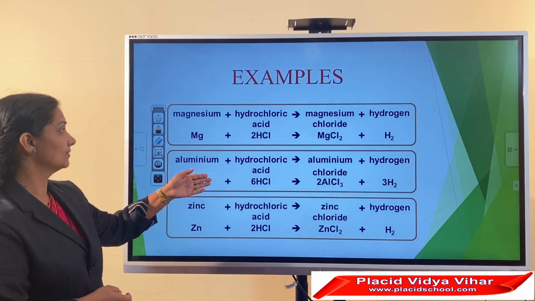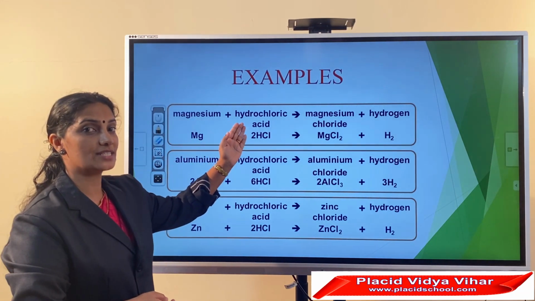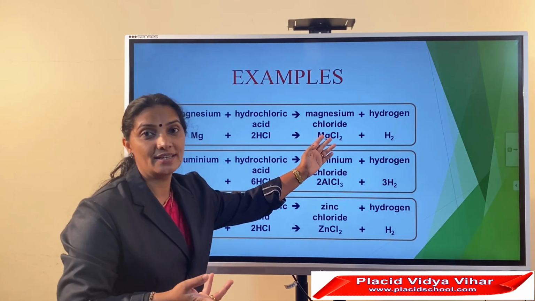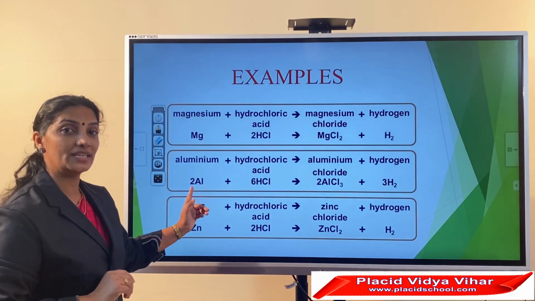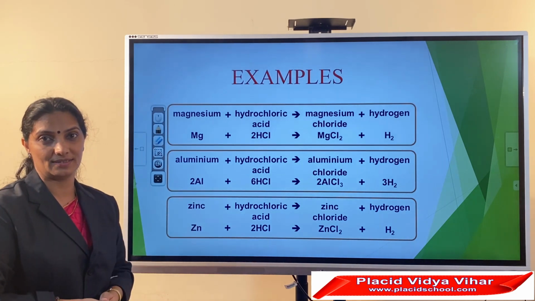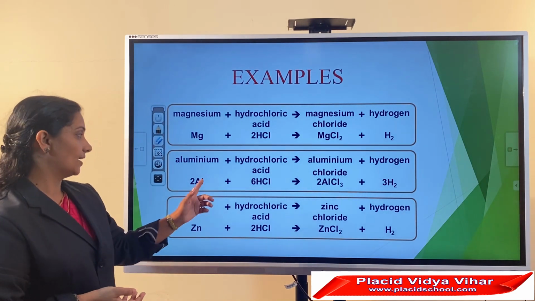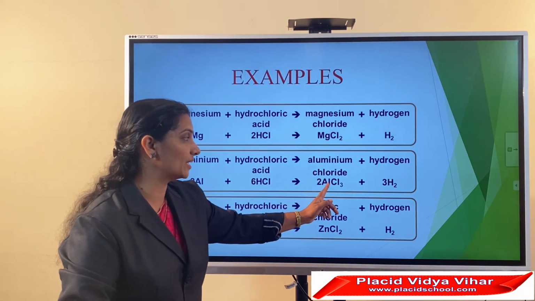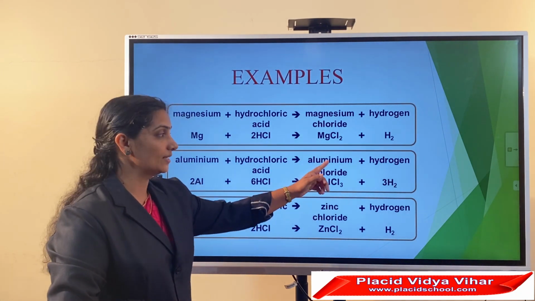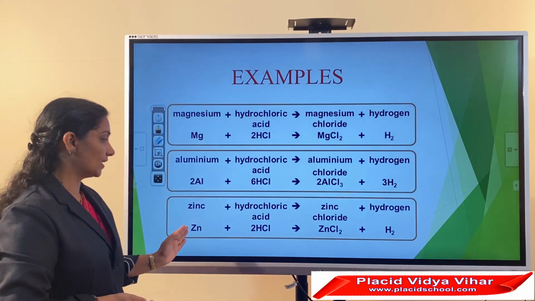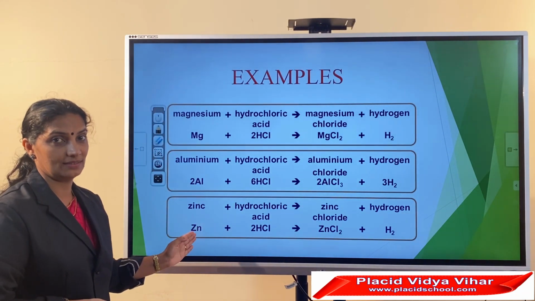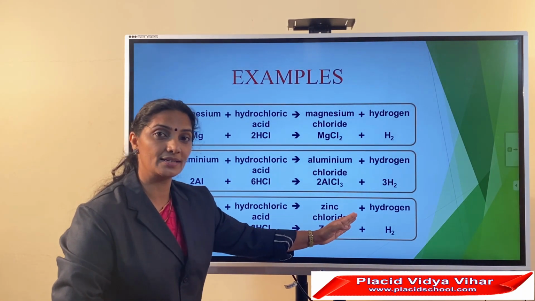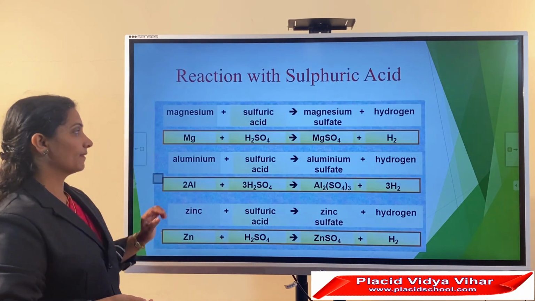See here, magnesium reacts with hydrochloric acid. It forms magnesium chloride and hydrogen. Aluminium, another familiar metal, which is used in our kitchen. Aluminium reacts with hydrochloric acid and the product formed is aluminium chloride. Then hydrogen. We have another metal, zinc. Zinc reacts with hydrochloric acid and produces zinc chloride and hydrogen gas.